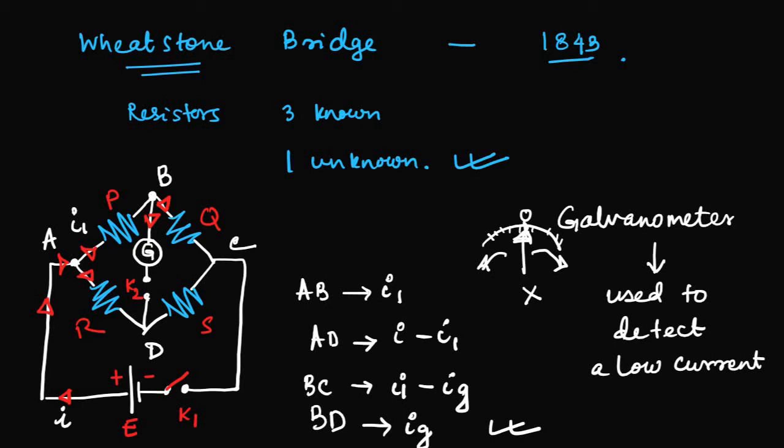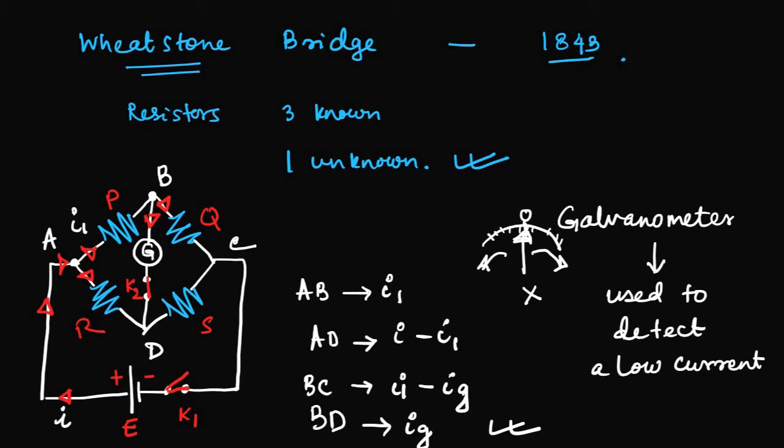Again, I am telling you there are four resistances P, Q, R, S along the four arms of a square ABCD. A cell E is connected between the two points A and C. Now a galvanometer is connected with resistance G along BD, which is the diagonal of the square. Now there are two keys, key 1 and key 2. When we close them, I am going to close K1 and K2.